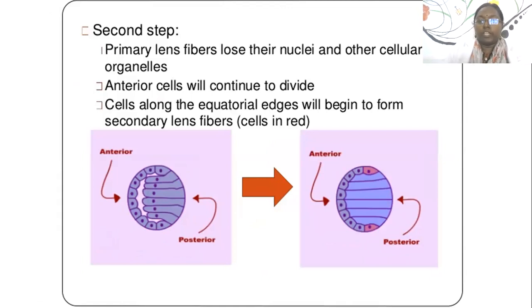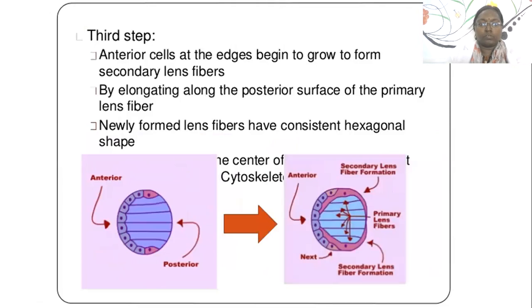The cells along the equatorial region form the secondary lens fibers. The anterior cells at the edges begin to grow and form the secondary lens fibers. And the newly formed lens fibers have a consistent hexagonal shape.